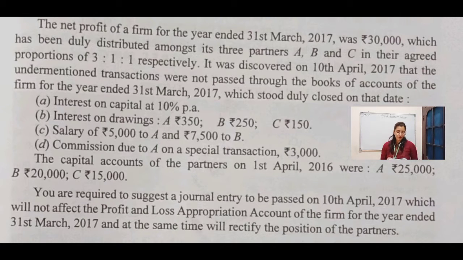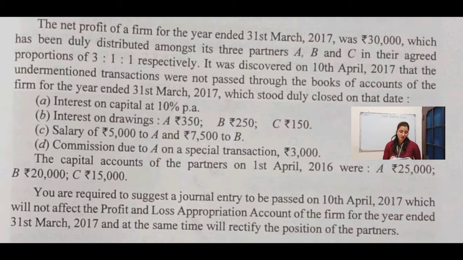Salary of rupees 5,000 to A and rupees 7,500 to B. And the last adjustment is commission due to A on a special transaction amounting to rupees 3,000. Now the capital accounts of the partners on 1st April 2016 were: A's capital is rupees 25,000, B's capital 20,000 and C's capital amounting to rupees 15,000.